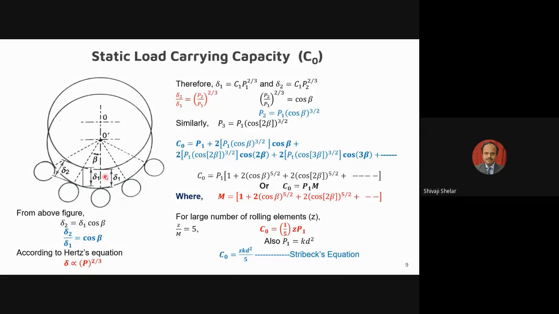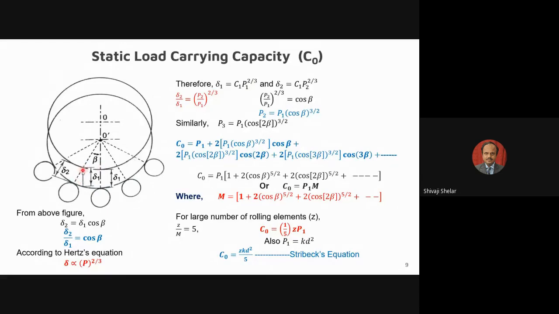Now this deformation will be defined by the load acting here. What is the reaction here? That reaction we are calling P1, P2, P3 depending upon the rolling element position. So according to the Hertz equation, the deformation delta is directly proportional to the support reaction raised to 2 by 3. So if you are calculating here, it will be delta 1. Now this proportionality sign will be replaced by a constant. That constant we are assuming as K. The load acting there, as in the previous diagram, was P1, raised to 2 by 3.